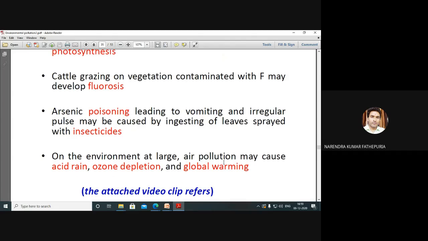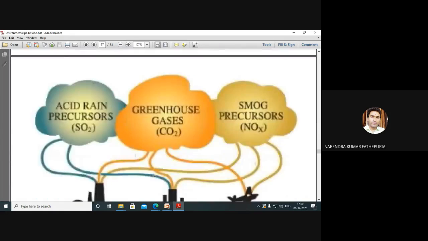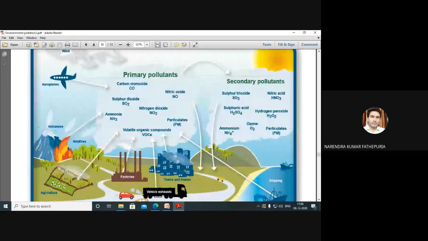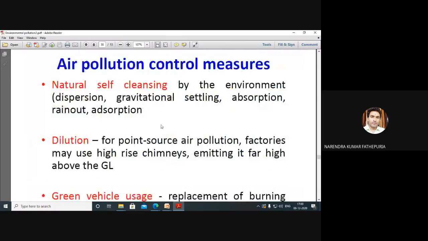On the environment at large scale, air pollution may cause acid rain, ozone layer depletion, and global warming. These are the well-known worst environmental impacts: acid rain, ozone layer depletion, and global warming, caused by air pollution only. I have already discussed the primary pollutants as well as secondary pollutants. Now I will come to air pollution and control measures. So measurement is important. Once I go through the measurement part, then I will come to the control part of pollution.